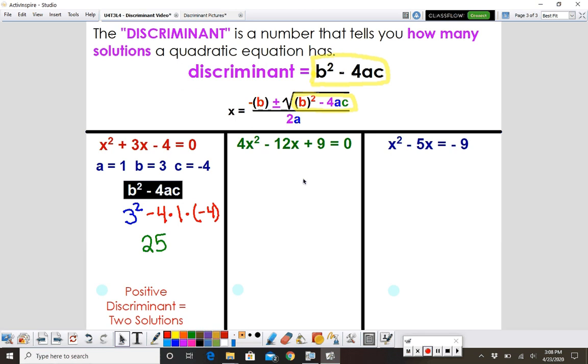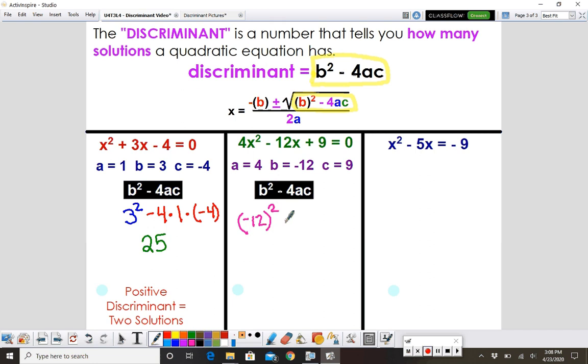All right, so let's try this next one here. Again, it's in standard form already. So we're going to identify our a, our b, and our c, and then we're going to use our formula, b squared minus 4ac. So for my b squared value, b is negative 12, so I'm going to do negative 12 squared, remember we're going to put that in parentheses, minus 4 times a times c.